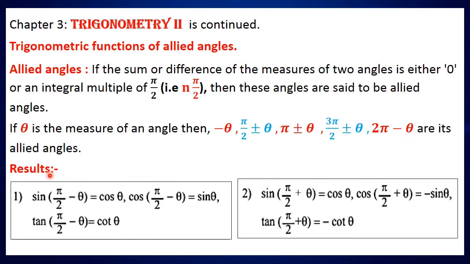Now the results related to these allied angles. Sin pi by 2 minus theta is cos theta, cos pi by 2 minus theta is sin theta, and tan pi by 2 minus theta is cot theta. And the second one, sin pi by 2 plus theta is equal to cos theta, cos pi by 2 plus theta is minus sin theta, and tan pi by 2 plus theta is minus cot theta. These results we have already learned in the previous lesson of trigonometry.